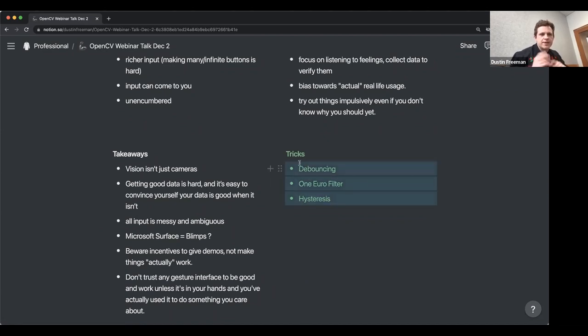I'll probably write this up and share this later. That is debouncing: when something is activated, making sure that activation state is sticky. Something called a 1 euro filter, which is a fancy way to avoid lag when you're filtering a signal. And hysteresis, which is another way to handle threshold crossing. Those tricks basically solve everything for you, and you can Google around for those.